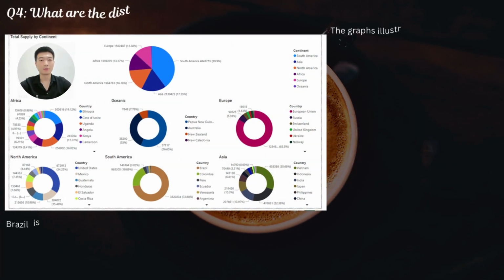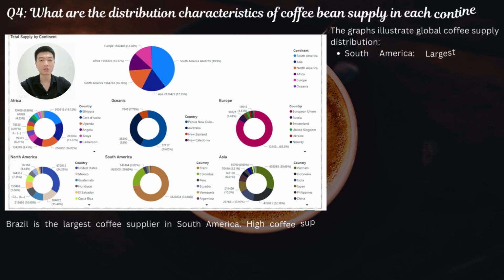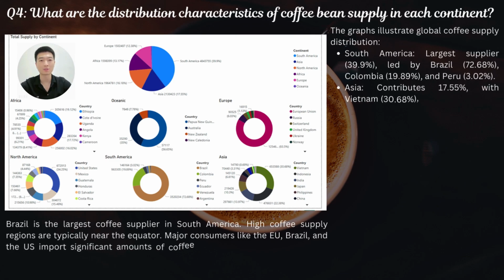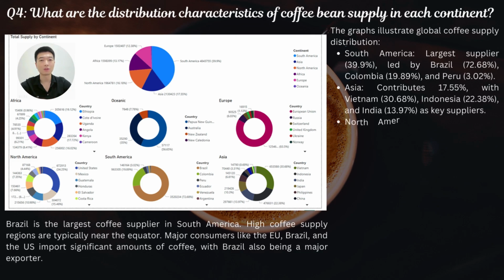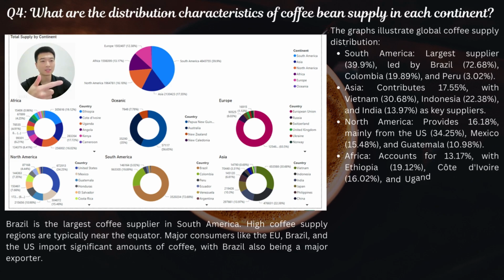Hello everyone, it's my turn to illustrate the distribution characteristics of coffee bean supply in each continent. From the graphs we can see South America is the largest coffee supply region, accounting for 39.9% of the total. Brazil is the main supplier, followed by Colombia and Peru. Secondly, Asia accounts for 17.55% of the total supply. Major suppliers are Vietnam, Indonesia, and India.